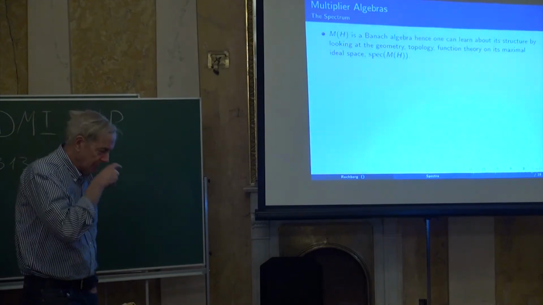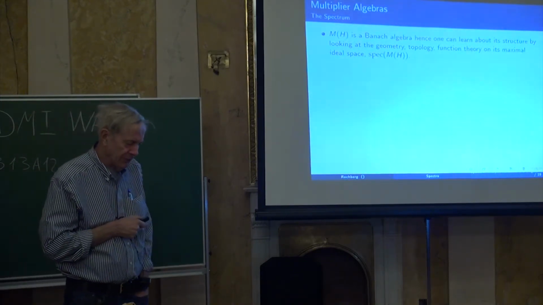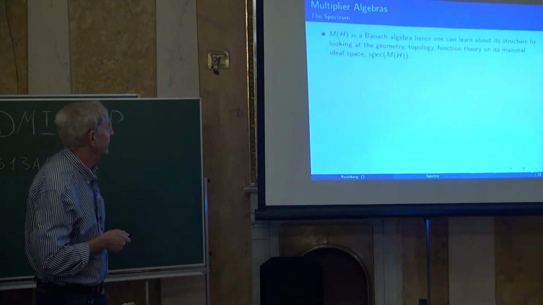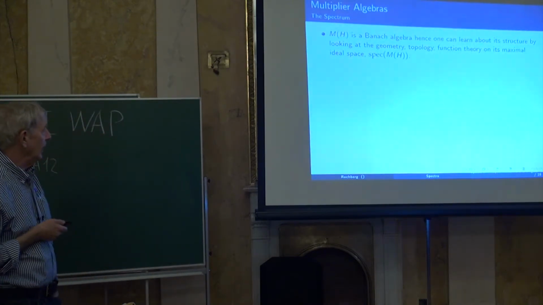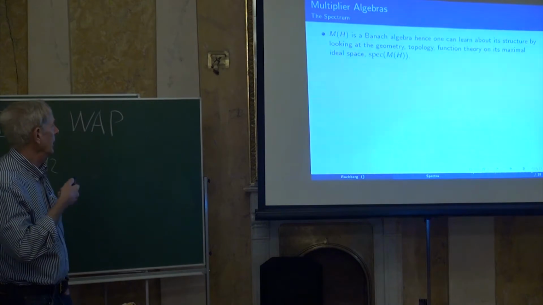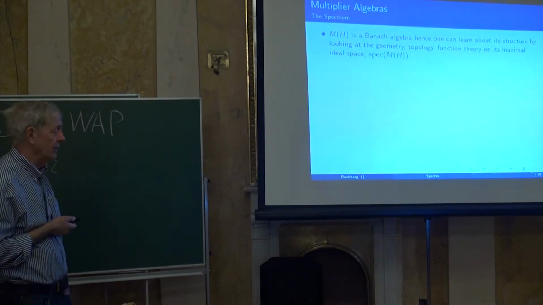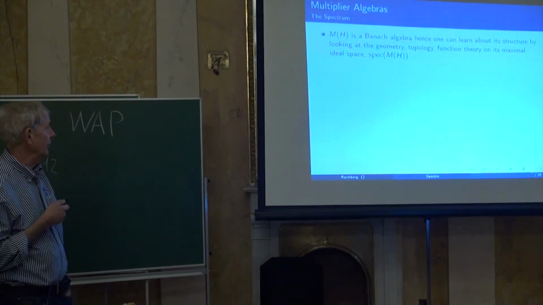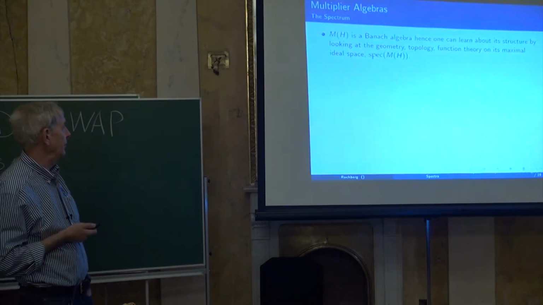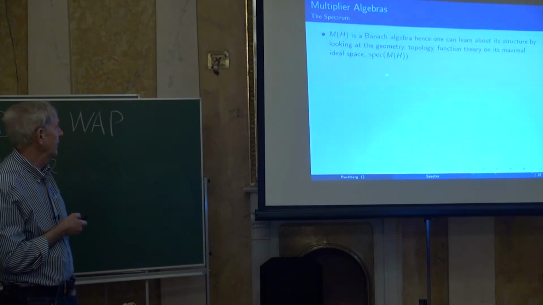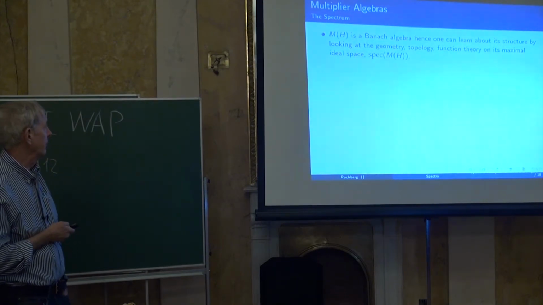If you start with the Hilbert space with reproducing kernels, there's a multiplier algebra, M of H. It's a Banach algebra with the operator norm. And classic Banach algebra theory tells you can learn about this Banach algebra by looking at the geometry or the topology or the function theory on its maximal ideal space, which is the spectrum M of H.